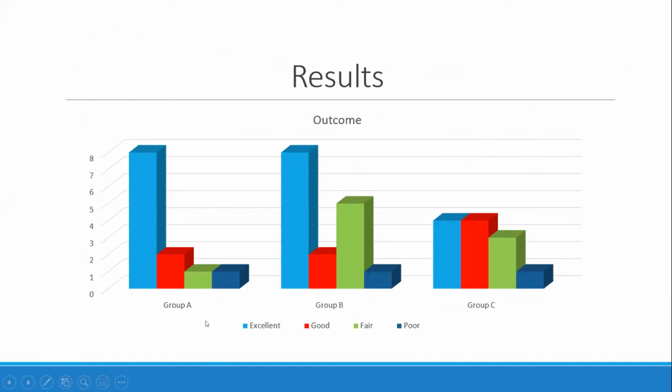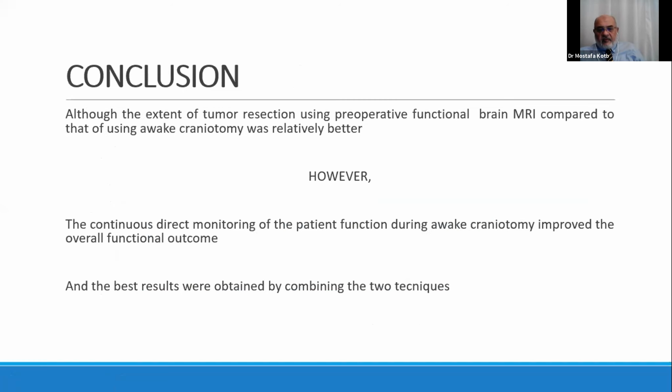For our outcome, when we use both awake craniotomy and functional MRI, or even functional MRI alone, we had more excellent results. However, when you rely only on functional MRI, you have a high percentage of fair results in comparison to when you rely on both functional MRI and awake craniotomy. In awake craniotomy, you have more of an equal distribution of the results.